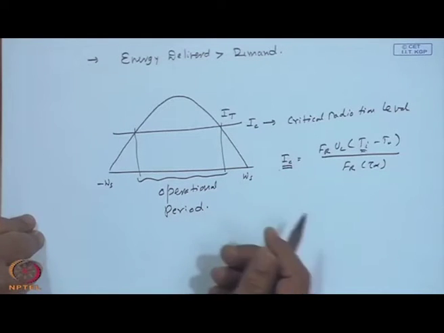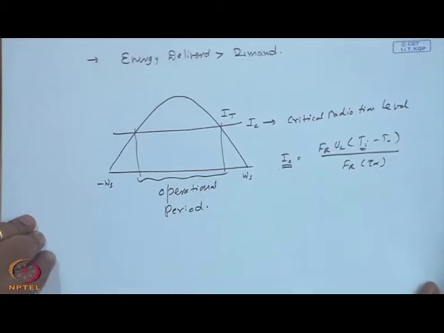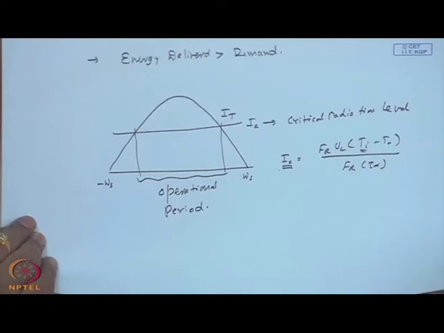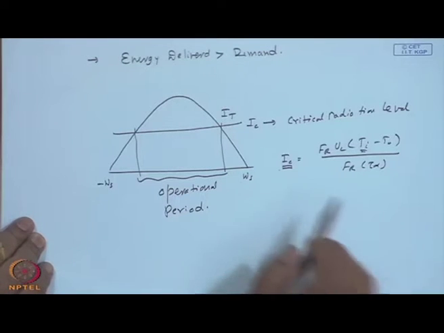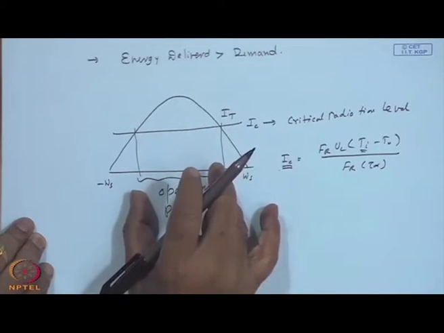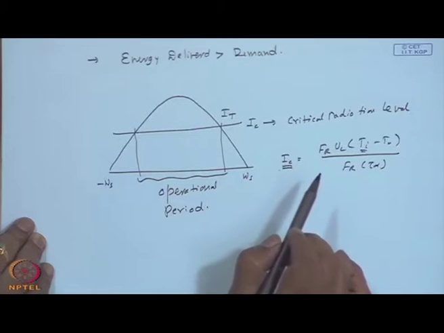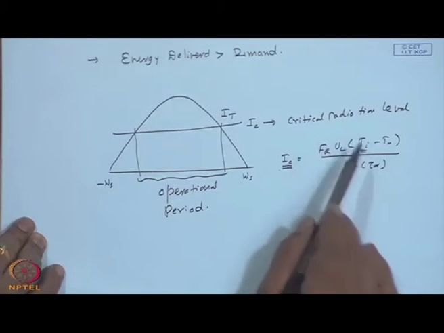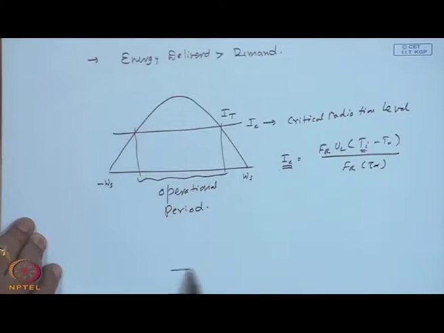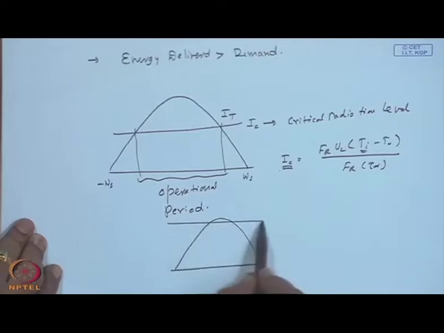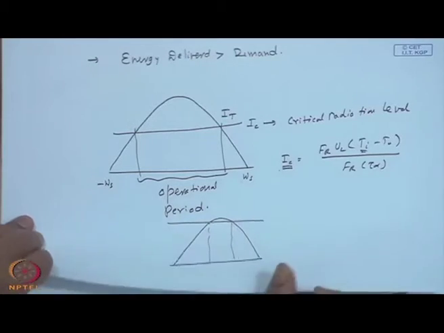This changes because your TA may be changing, your loss coefficients may be changing, solar radiation may be changing, and consequently the operational period will be different. When I say that solar radiation changes, though this equation does not contain that, if this curve is like this and my critical level is here, okay, it is a lower radiation, then my operational period is much smaller. Sometimes there may be none.